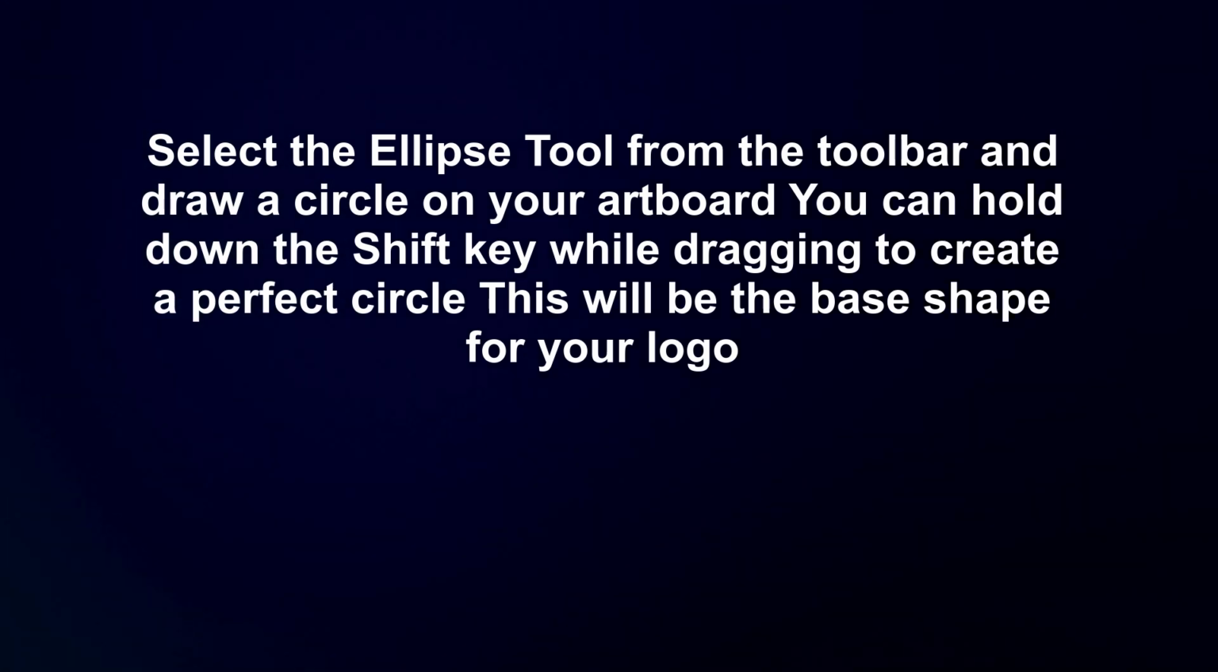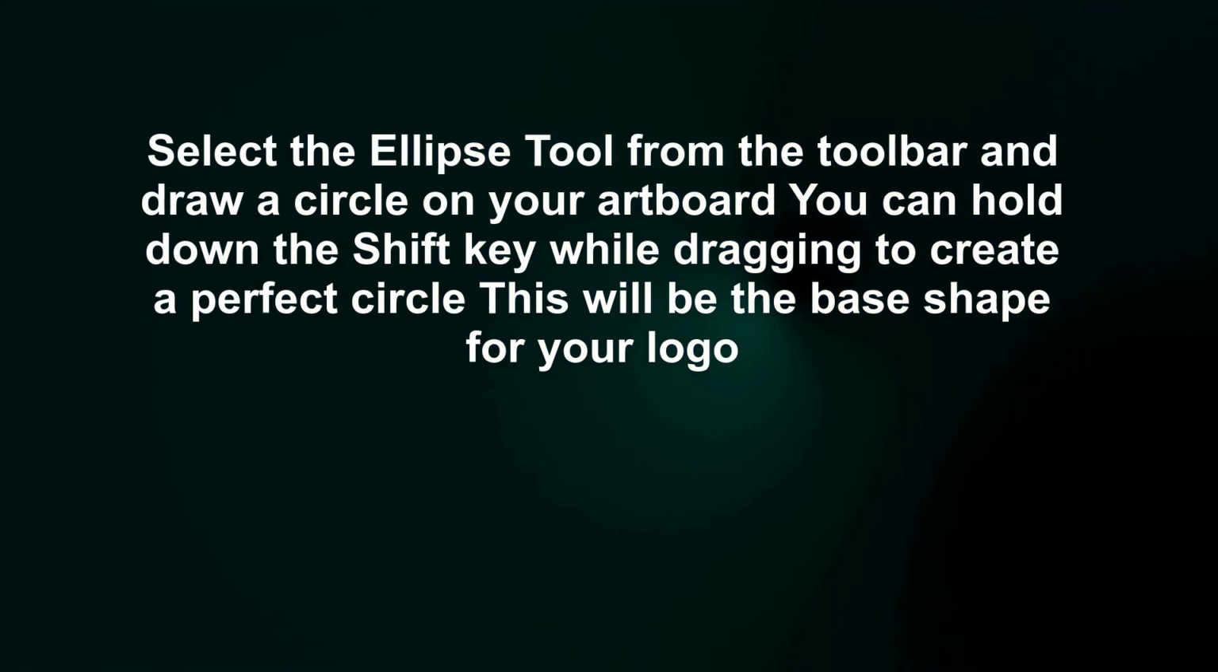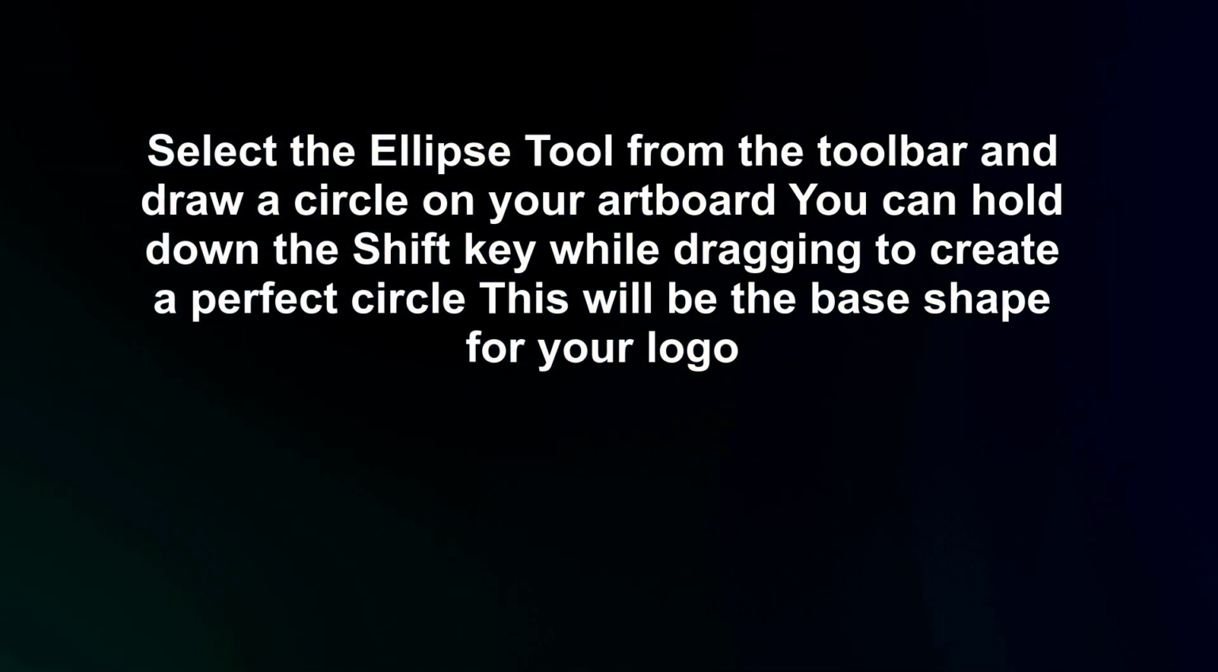Select the ellipse tool from the toolbar and draw a circle on your artboard. You can hold down the Shift key while dragging to create a perfect circle. This will be the base shape for your logo.